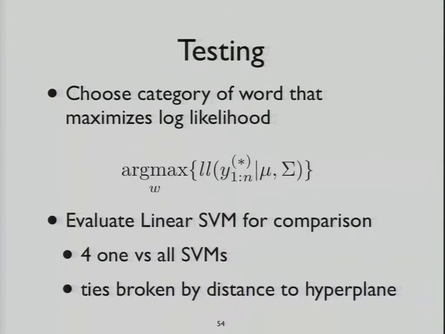So in the end, what we're going to do is choose the word category that maximizes the likelihood of the single trial given the model parameters. In addition, I'm also going to compare to an SVM just to see how a discriminative method might work under these situations.